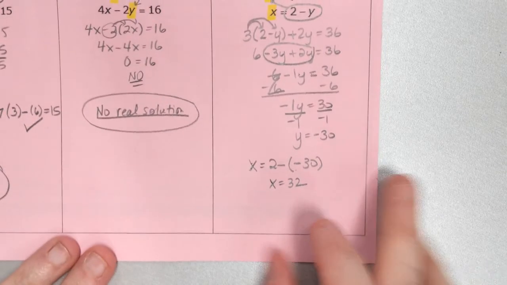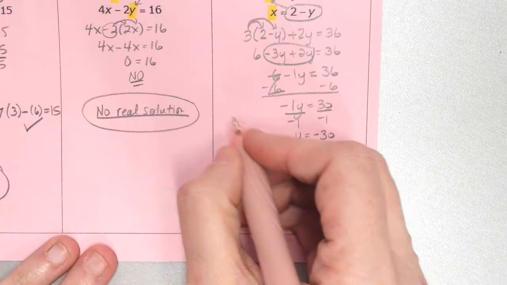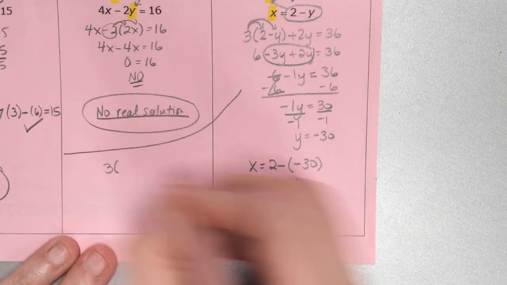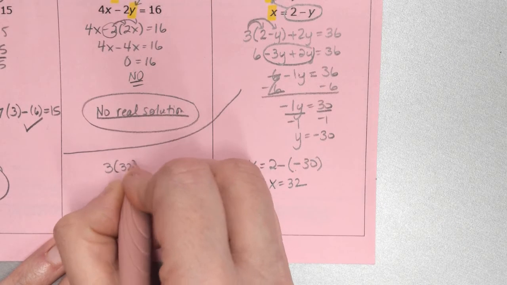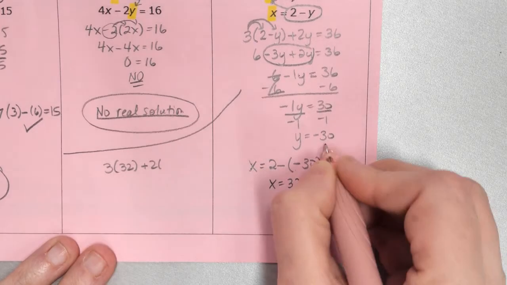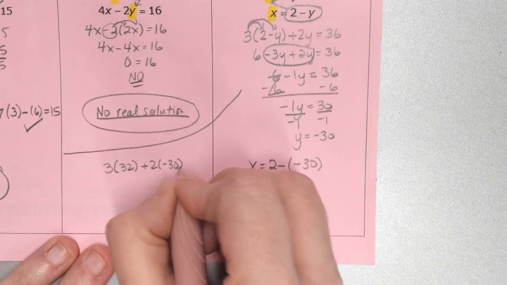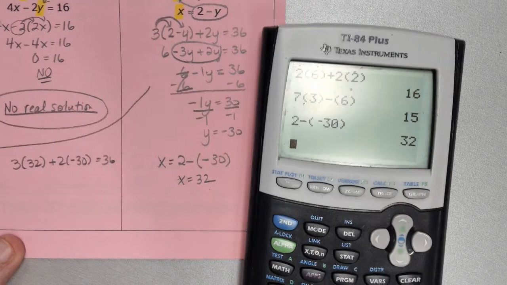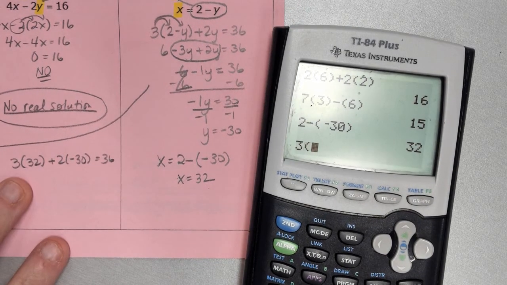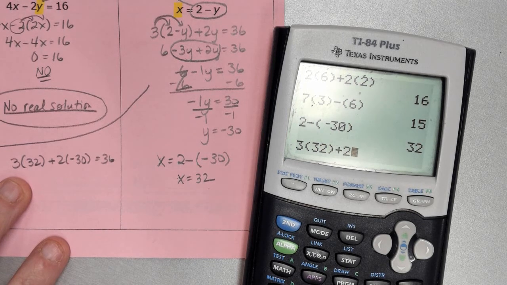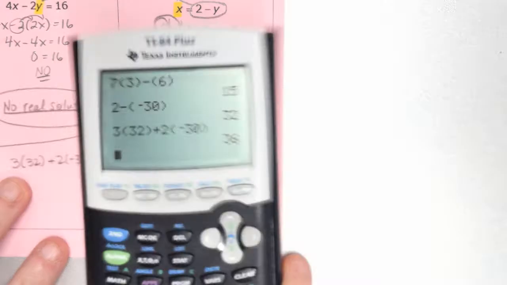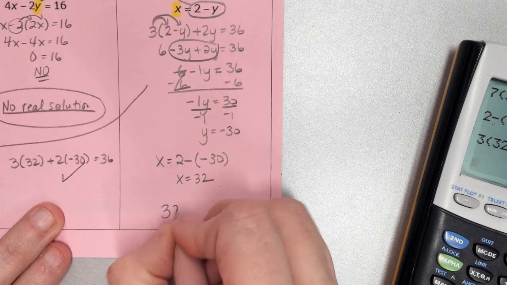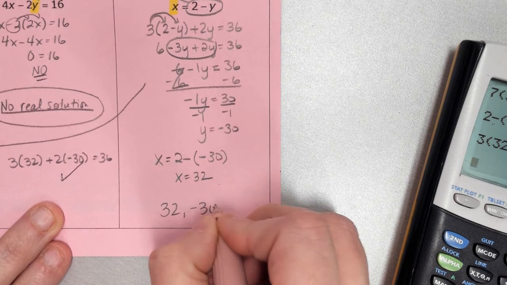You don't have to check it, but I would strongly recommend that you do that. And we're going to do that right here. 3 times x, which I think is 32, plus 2 times y, which is negative 30, should equal 36. Well, let's plug it into our calculator and see. 3 times 32 plus 2 times negative 30 equals 36. So I'm right. So my solution is (32, negative 30).